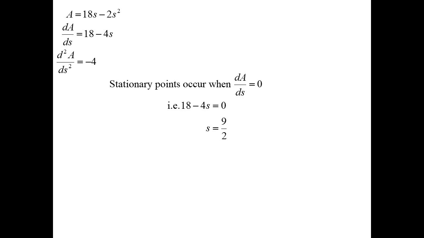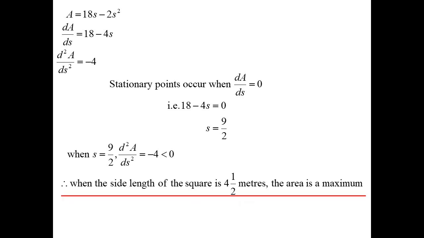Solve that. S is 9 on 2. And when we sub that into the second derivative, it's negative 4. Well, it's negative 4 everywhere, which is less than 0. So yes, the side length of the square is, and notice I didn't write 9 on 2. I mean, I could have.